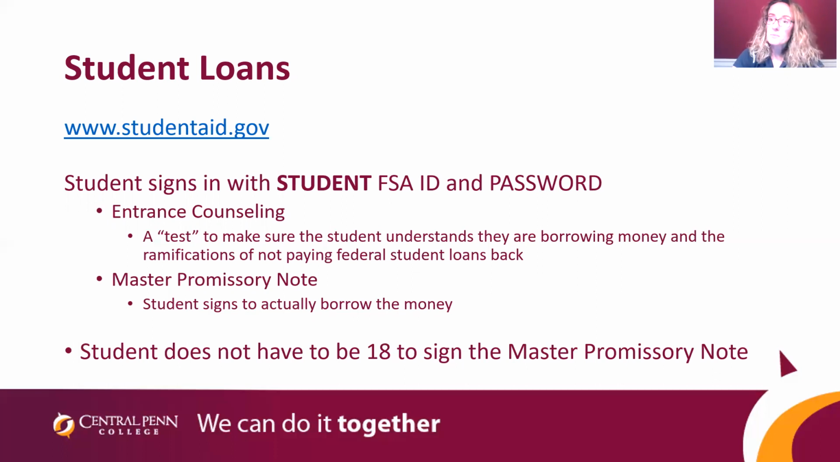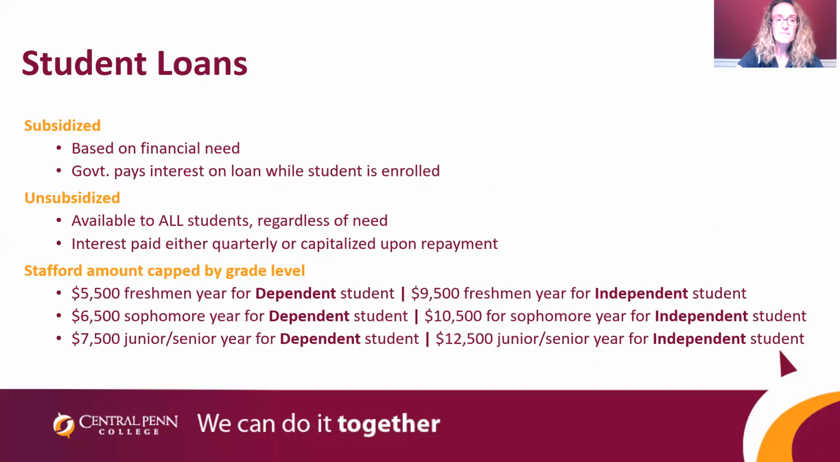A side note for the master promissory note is the student does not have to be 18 to sign this. So don't think, oh, the whole financial aid process is done except for those loans because my kiddo doesn't turn 18 until April. Nope, get it done. It's guaranteed to them going to school. So even if they would start school when they're 17, they can still get a federal student loan.